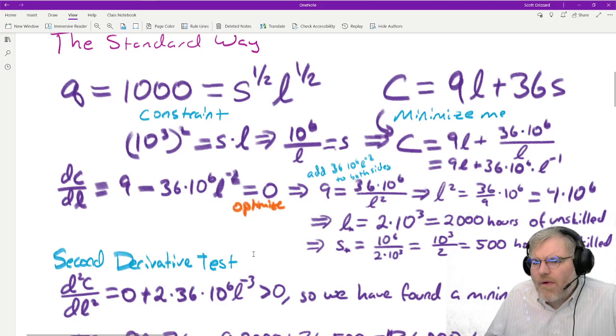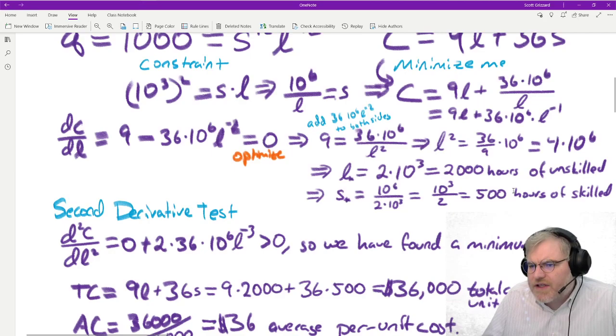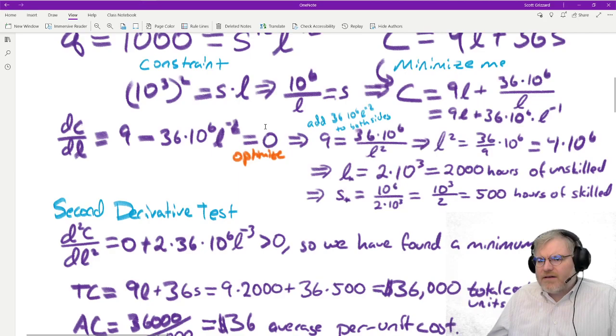And then I move this over to this side, so I add this thing to both sides. And I wind up with l squared. Then I multiply both sides by l squared and divide both sides by 9. And I wind up with l squared equals 36 over 9 times 10 to the 6th, which is 4 times 10 to the 6th. 36 over 9 is 4. Then I take the square root of both sides. I wind up with 2 times 10 to the 3rd, or 2,000 hours of unskilled labor. So how do we feel about that? Coming from this step here to this answer here for l.